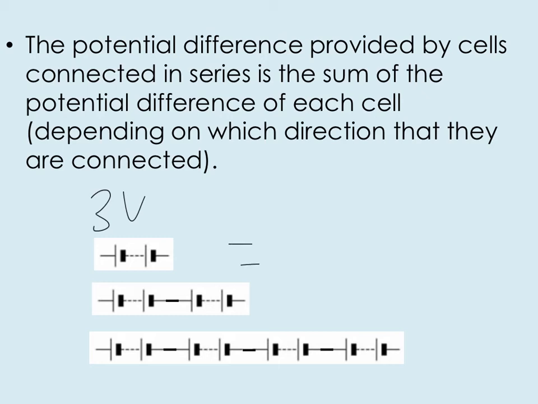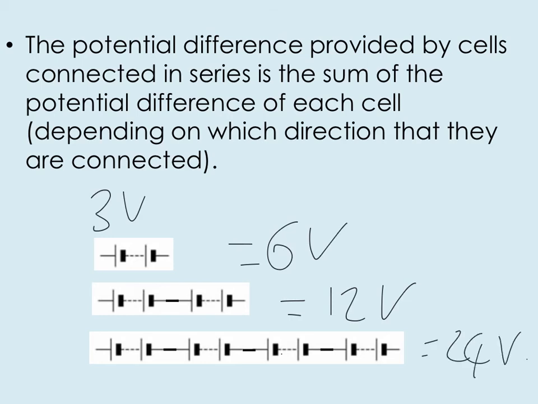In the first combination we have 2 cells, each at 3 volts, so that's an overall combination of 3 plus 3, which gives us 6. The next combination of cells, we've got 4 cells there, they're all connected correctly, and therefore that will be 3 plus 3 plus 3 plus 3, or 3 times 4, which gives us 12 volts. The final combination here has 8 cells connected correctly, so that's going to give us 3 times 8, which equals 24 volts.